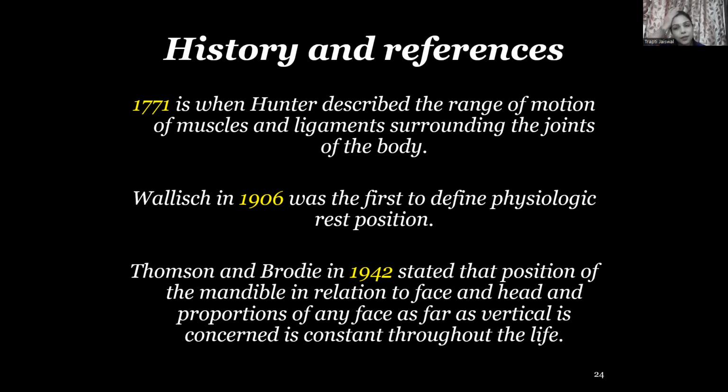So what are the history and references? History of the vertical dimension. In 1771, Hunter described the range of motion of the muscles and ligaments surrounding the joints of the body. Walish in 1996 was the first to define the physiological rest position, and Thompson and Brody in 1942 stated that the position of the mandible in relation to the face and head, and the proportion of any face as far as vertical is concerned, is constant throughout life.